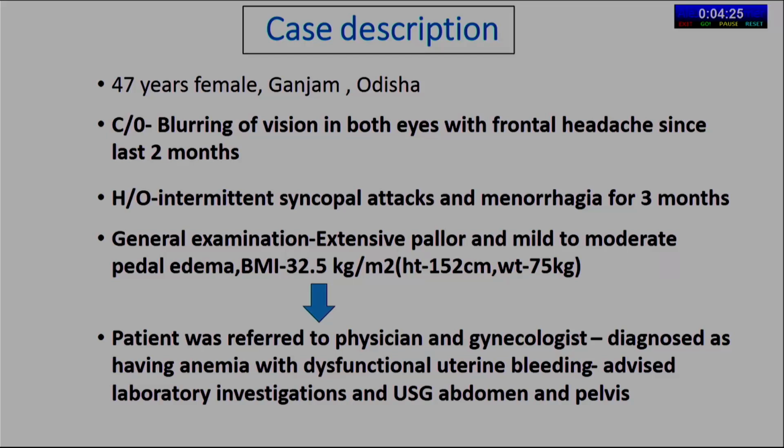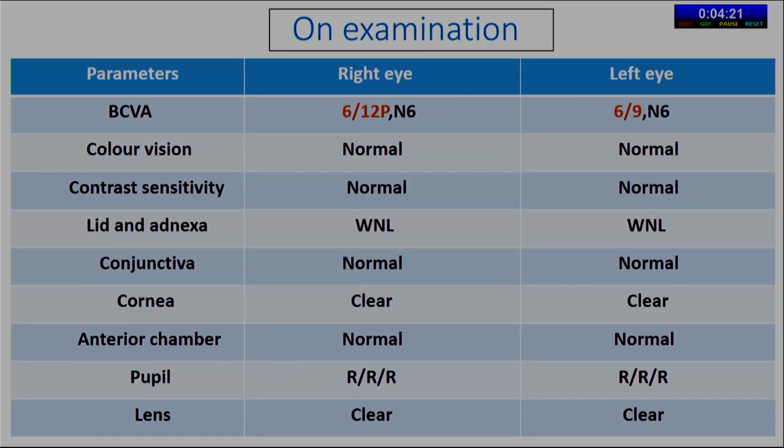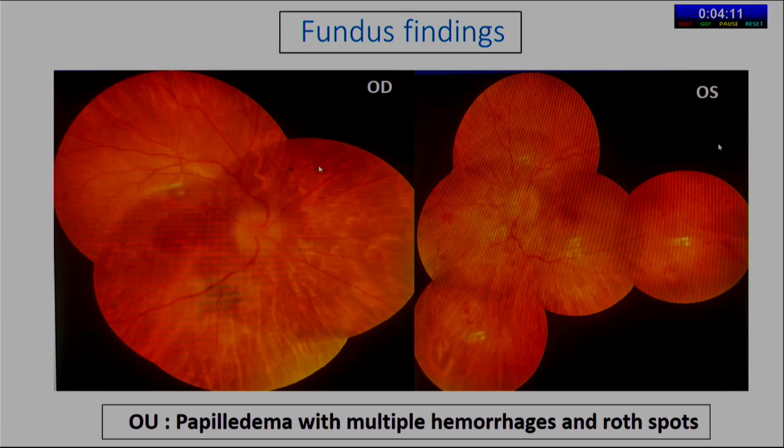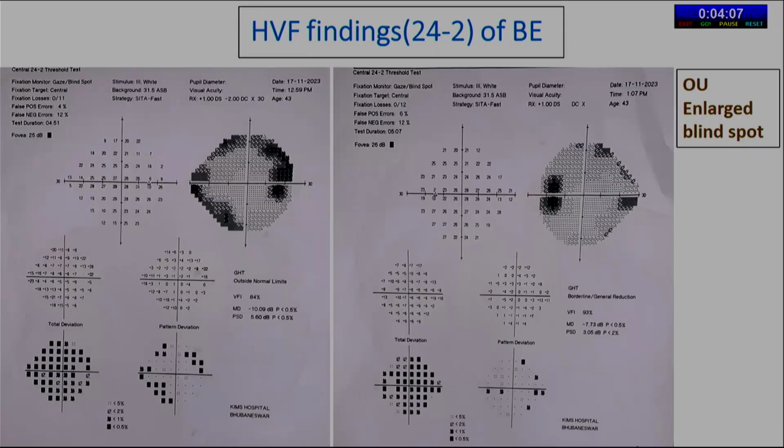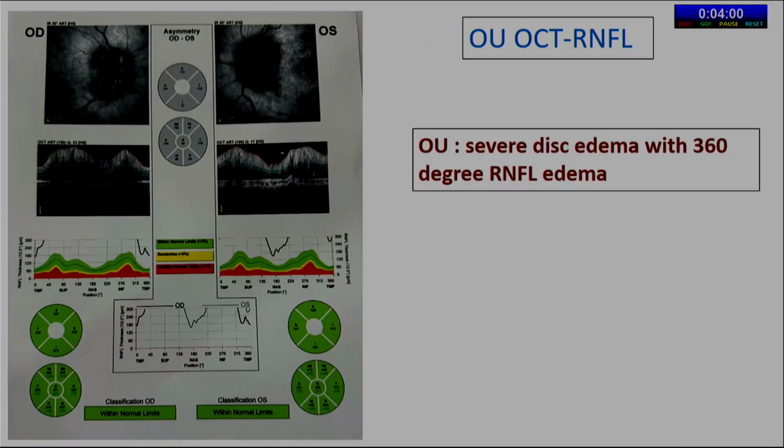Then she was advised some laboratory investigations and ultrasound abdomen. On ophthalmological examination, best corrected visual acuity was 6/12 in the right eye and 6/9 in the left eye. Other anterior segment findings were within normal limits. On fundus examination, both eyes showed papilledema with multiple hemorrhages and Roth spots. Humphrey's visual field analysis 24-2 of both eyes showed enlarged blind spot. OCT RNFL of both eyes showed severe disc edema with 360-degree RNFL edema.